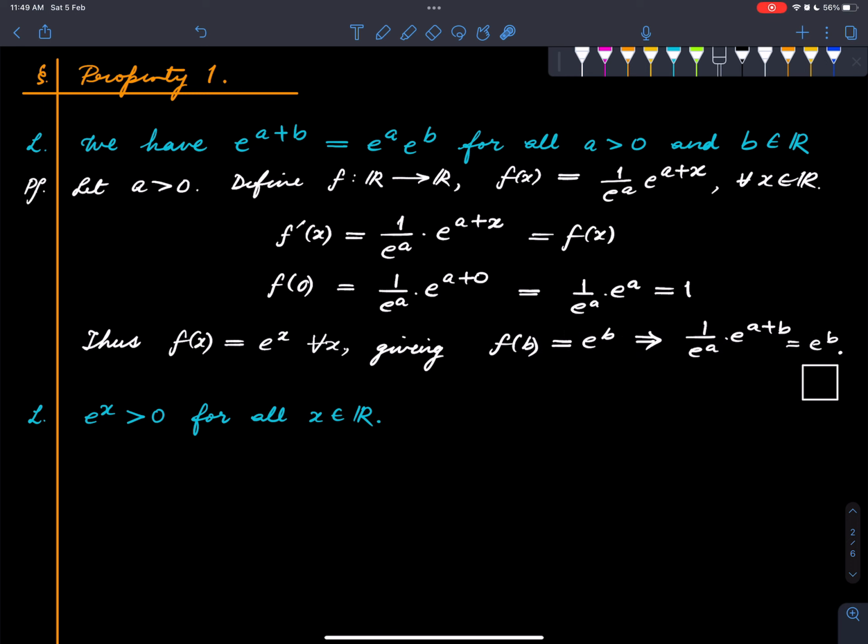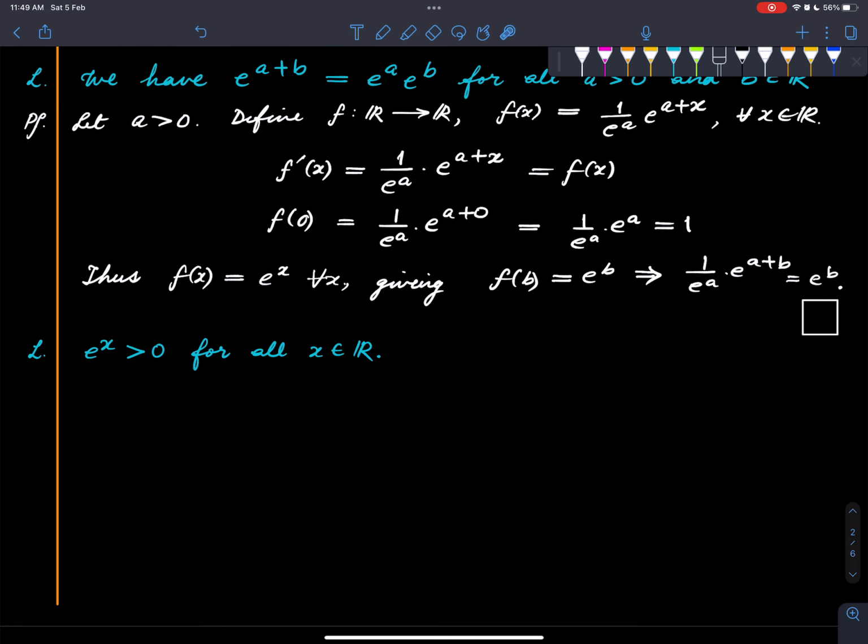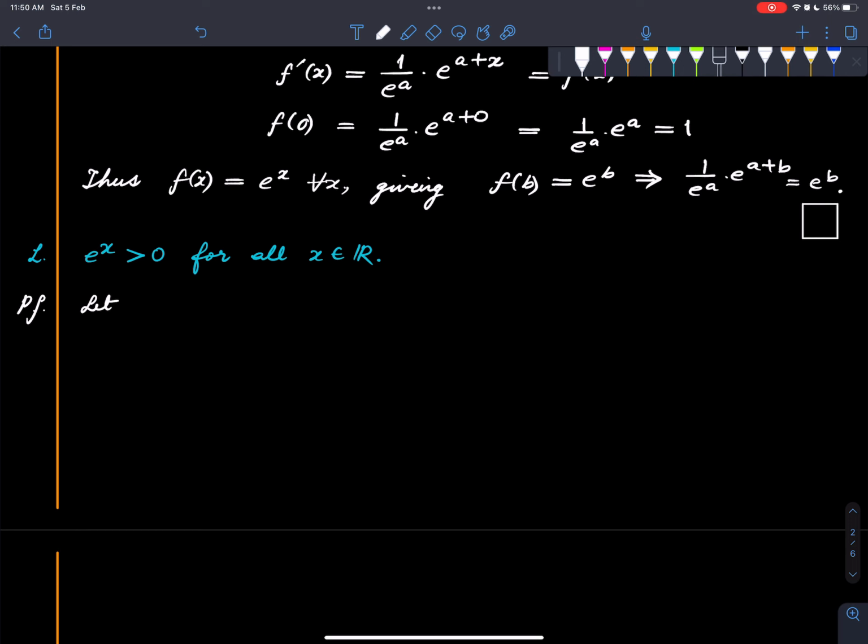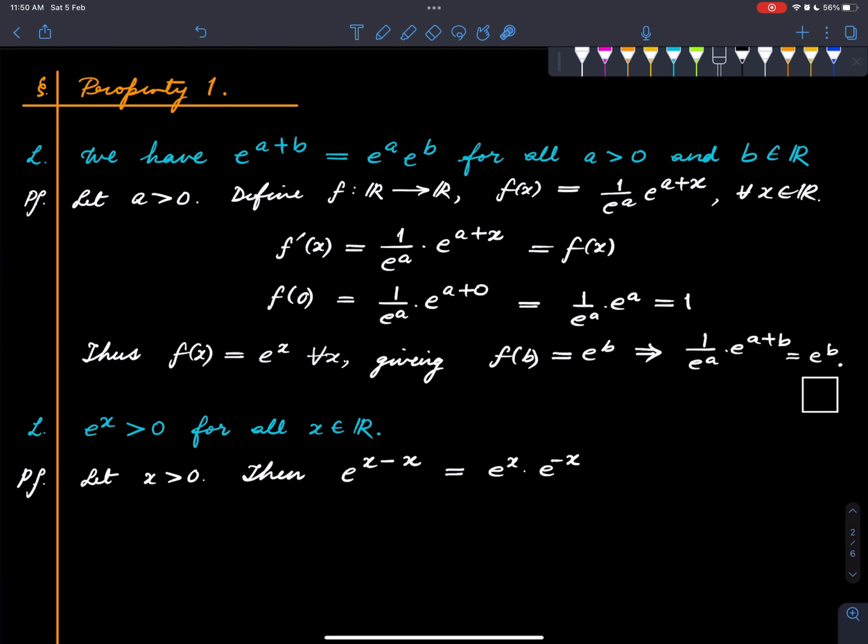Okay. And now a corollary of this lemma is the fact that this function is actually always positive. It's not just positive for positive x, it is positive everywhere. So here is the proof. Let x be some positive real number. Then by the previous lemma, e to the x minus x is equal to e to the x times e to the minus x, because the previous lemma only required a to be positive. It did not require b to be positive. b could be any real number.